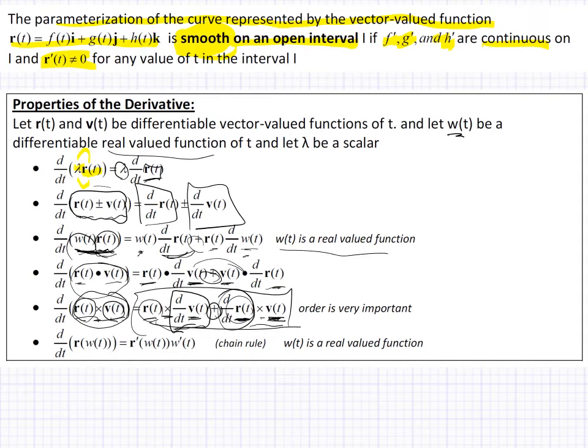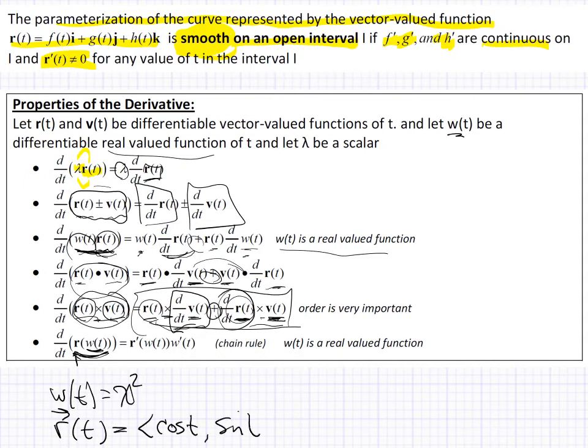And then finally we have the chain rule, in which case I have a function inside of a function. But notice I have a real value function inside of a vector value function. And first off, how does that work, right? So if I said I had w of t to be, I don't know, let's say t squared, and I had r of t, which is my vector function, to be cosine t, sine t, log t. How would I find r of w of t? How would I do this?